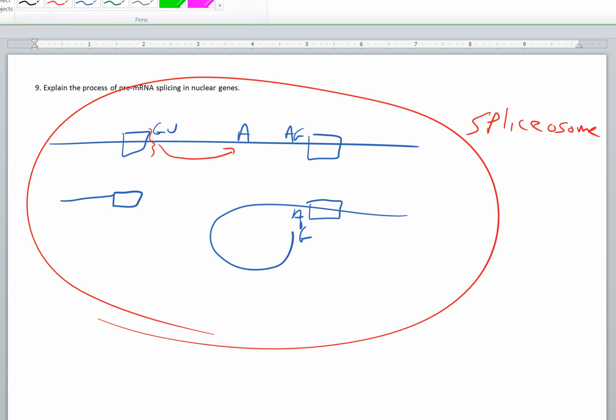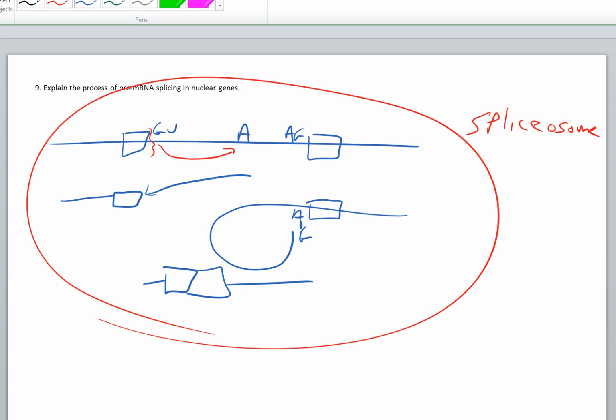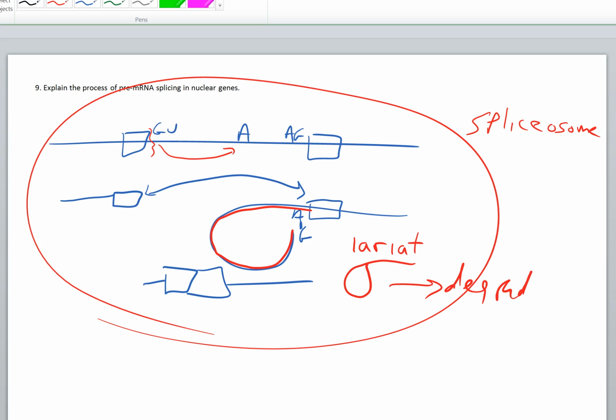Then the next step is these exons go together, and this lariat in the middle, this part, is released. Call that the lariat. And then this eventually just gets degraded. Now there are some functions for these things, they think, but we're just talking about the basic mechanism at this point. Alright, so that gets degraded.